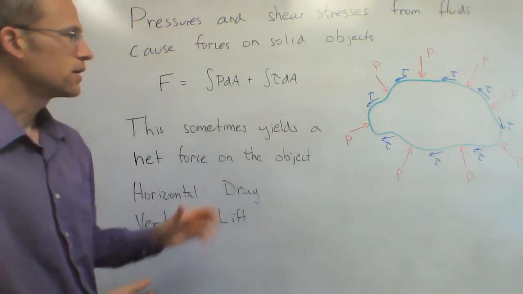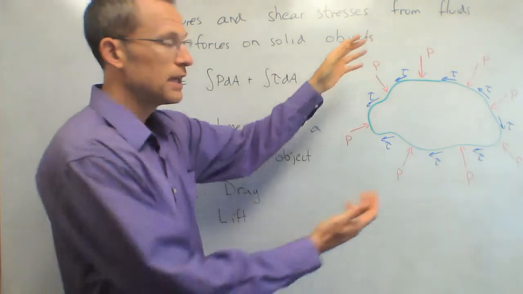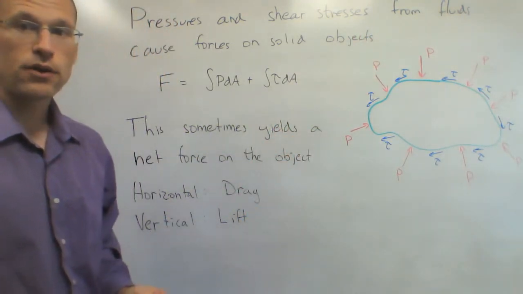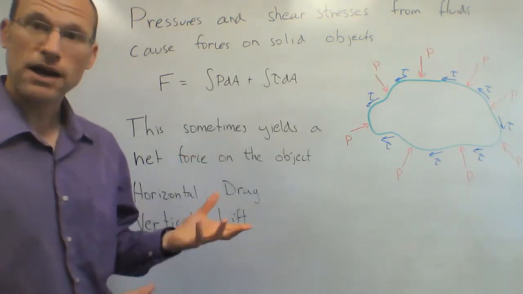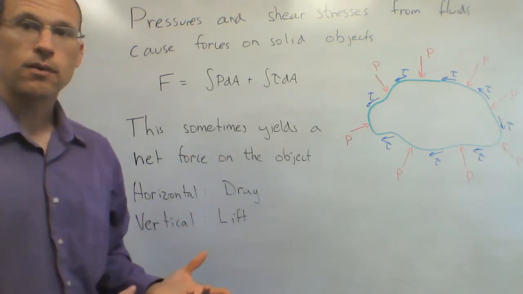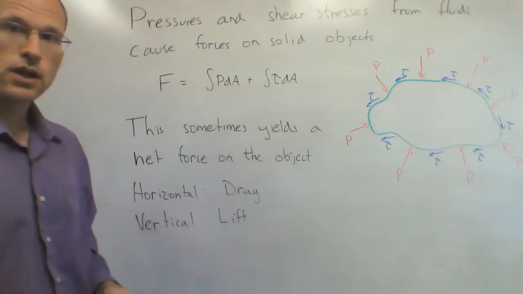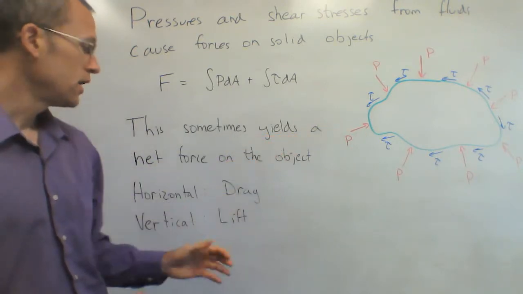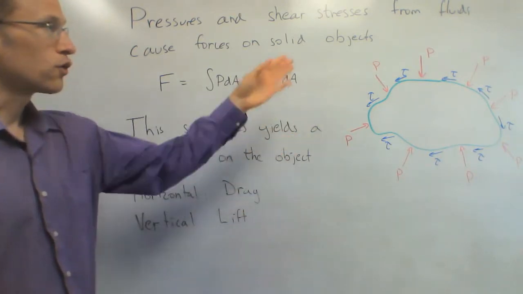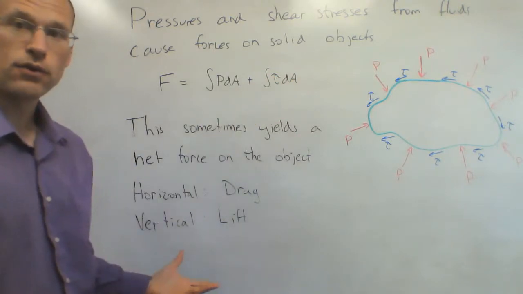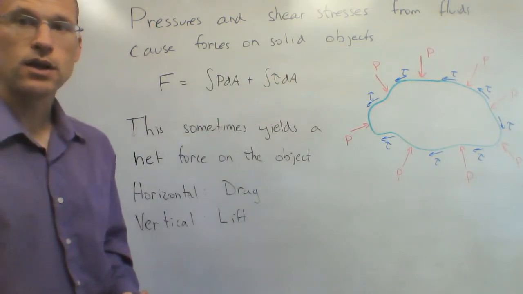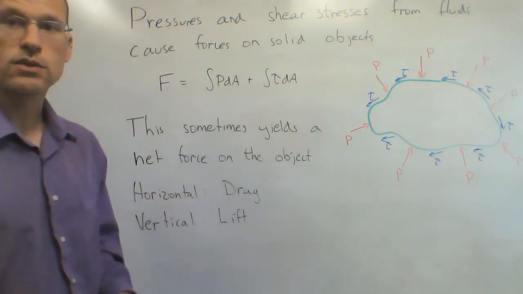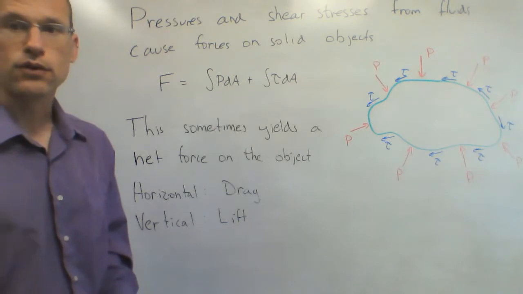In some occasions, these forces may balance, so the pressure on the top equals the pressure on the bottom, and shear stress is equal as well, in which case you get zero net force. But in other situations, those forces do not balance, and you end up with two forces, generally broken down into horizontal and vertical components. My horizontal component is what we call drag force. The vertical component is what we call lift force. Today's lesson is dedicated to these horizontal forces, the drag forces. A couple lessons from now we'll see the vertical version, the lift force.